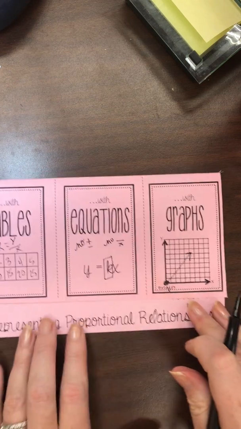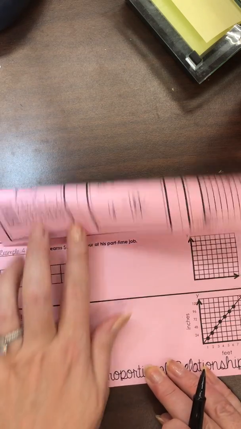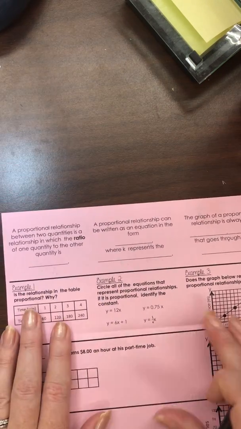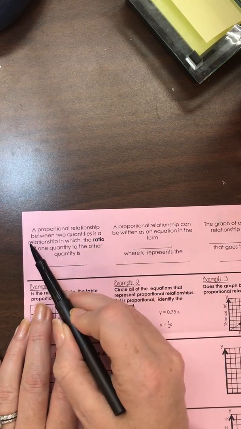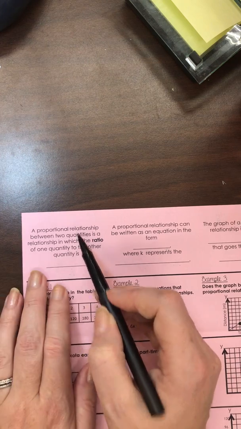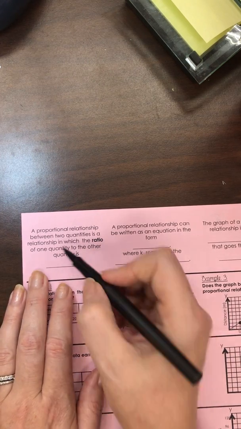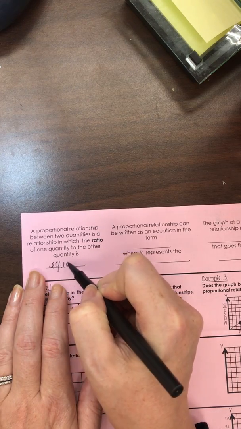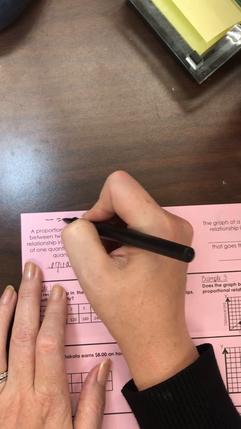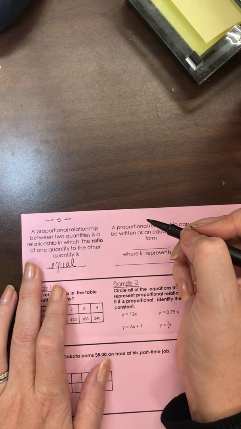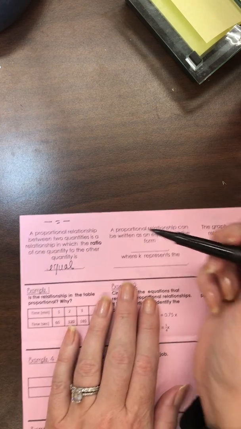So we're going to open this up and we're going to talk about these things in a little bit more detail. So if you open this up, we can just talk about some basic definitions here. A proportional relationship between two quantities is a relationship in which the ratio of one quantity to the other quantity is equal. That's right. This ratio will be equal to this ratio. Okay? I call this slash equals slash when we set up proportions.